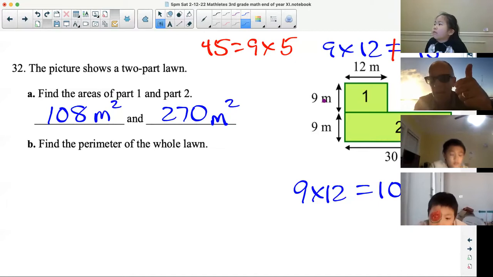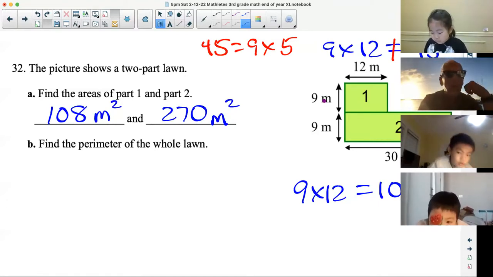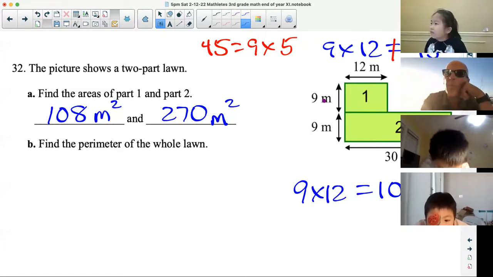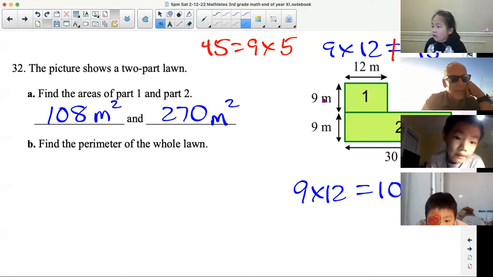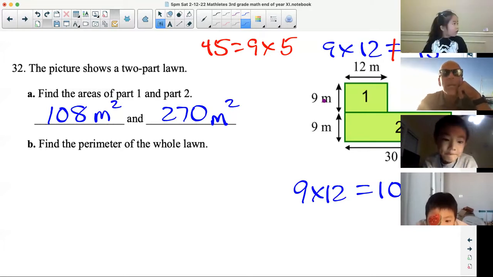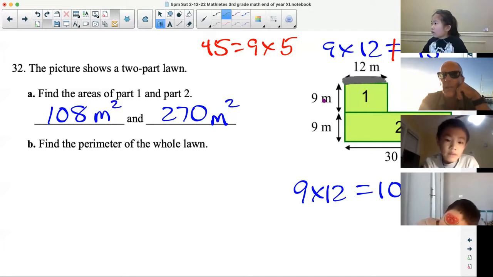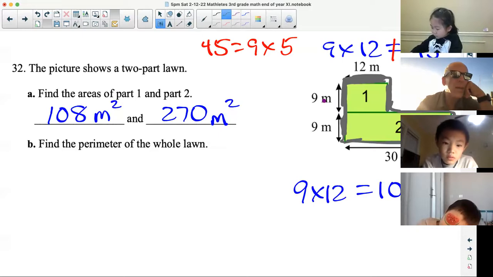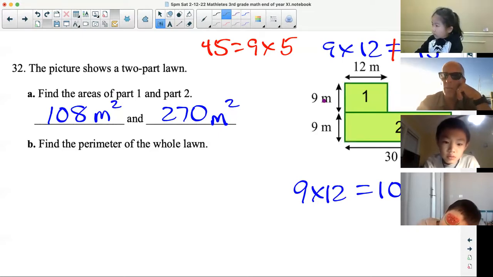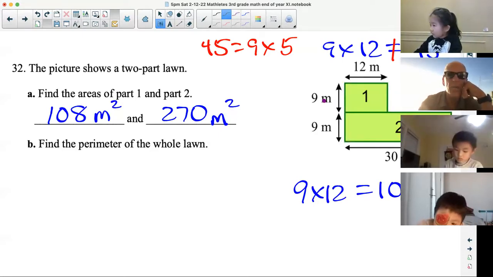Jason F, do not mute yourself again. All right, guys, everybody find the perimeter of the whole lawn. Now the perimeter is going to be a little harder. You got that segment right there, that's 12, plus that segment, plus that one. This one's going to really take some creativity.